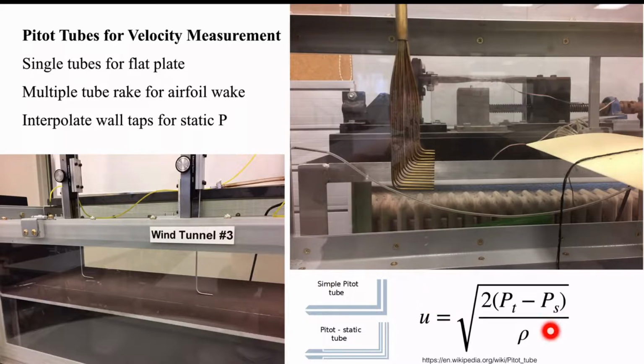That static pressure you need to know from somewhere. These are simple pitot tubes with no static taps, and as a result, you'll need to get the static pressure from the sidewall taps on this test section, and you'll need to interpolate to get the static pressure at the right location where you're making your measurement.